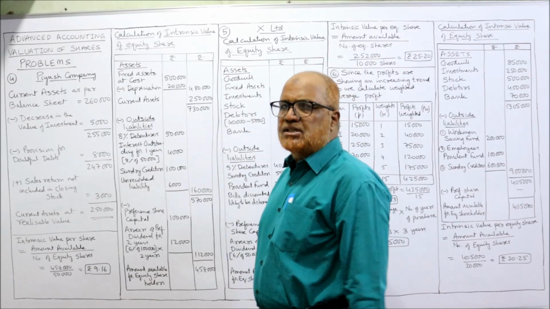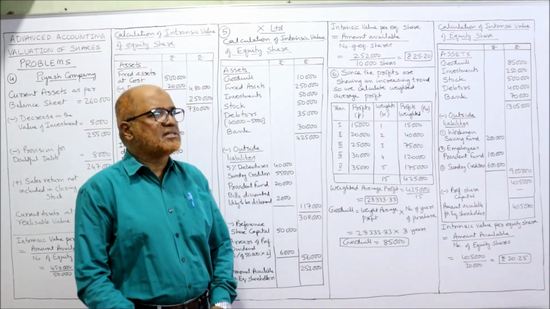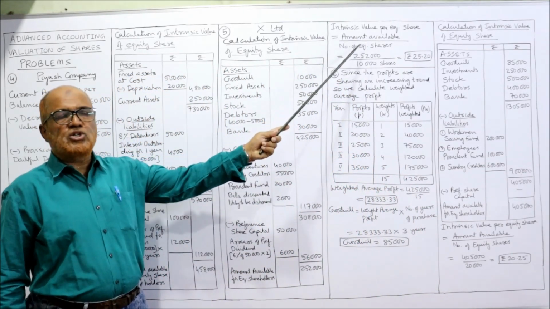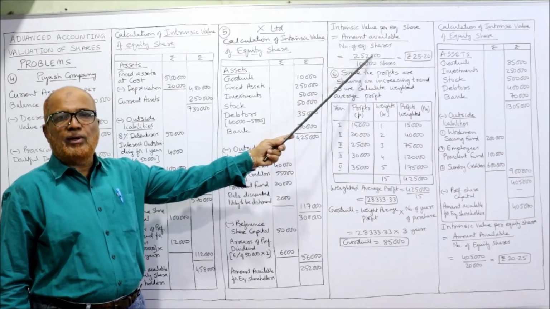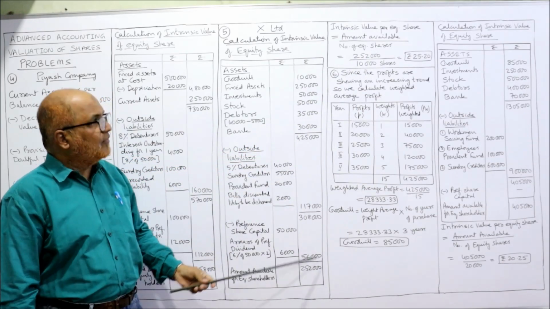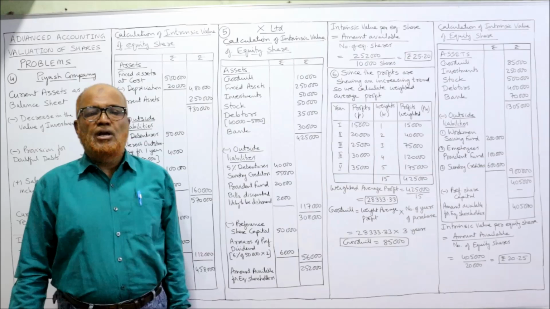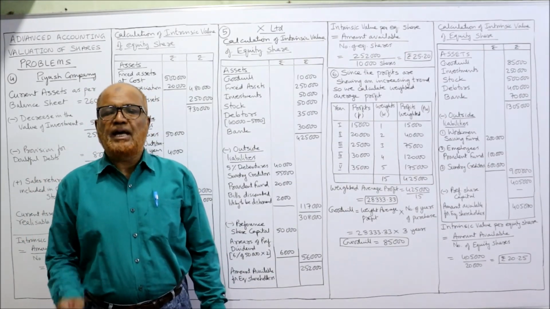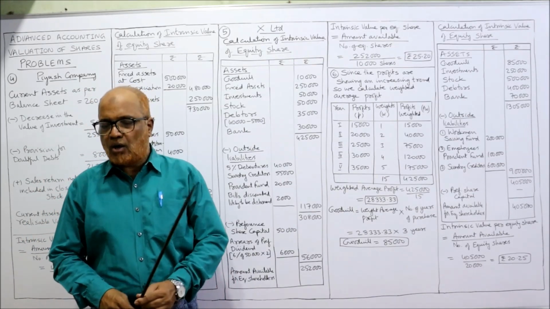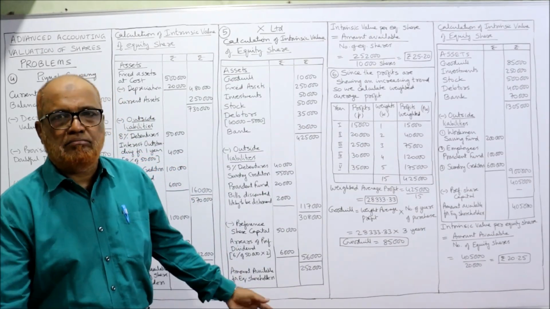Now simply we substitute in the formula for intrinsic value. Intrinsic value per equity share is equal to amount available divided by number of equity shares. Amount available 2,52,000 divided by 10,000 shares. 25.20. That is the intrinsic value per equity share. That's it.